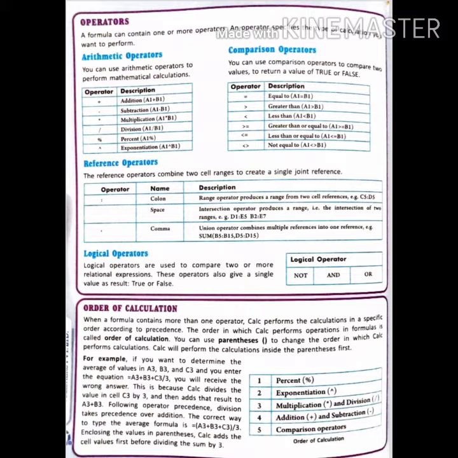The correct way to type the average formula is =(A3+B3+C3)/3. Enclosing the values in parentheses, Calc adds the cell values first before dividing the sum by 3. Order of calculation. First, percent. Second, exponentiation. Third, multiplication and division. Fourth, addition and subtraction. Fifth, comparison operators.